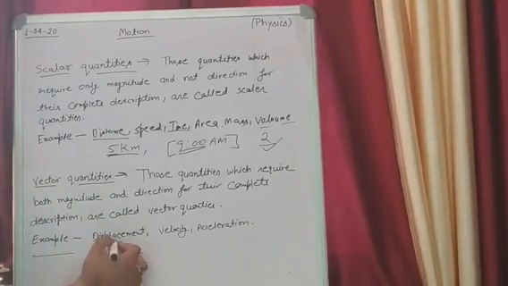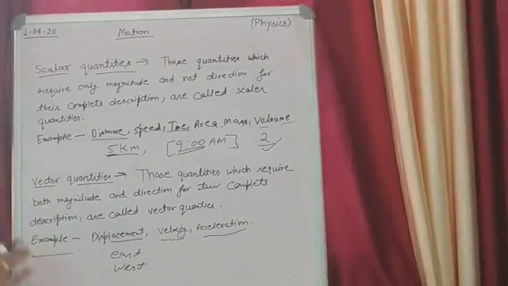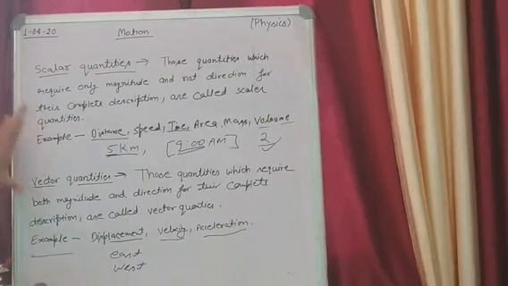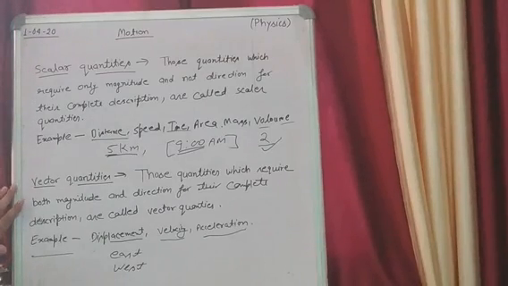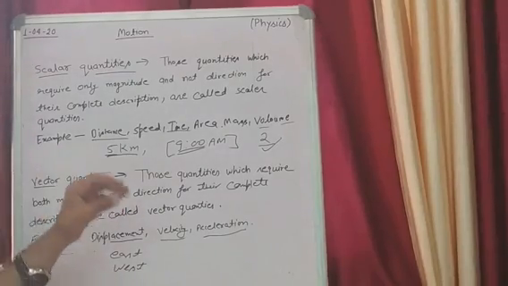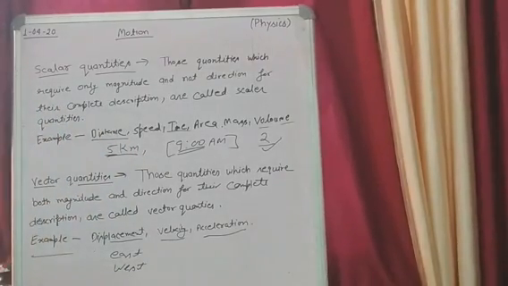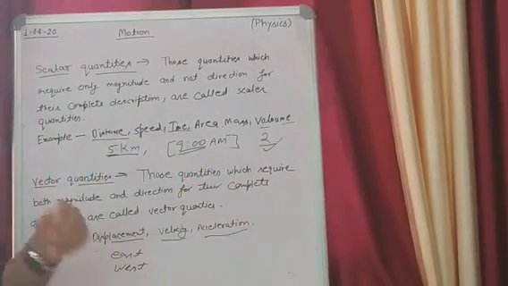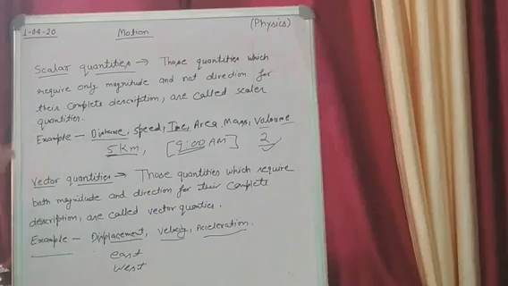We will deeply study displacement, velocity, acceleration in this chapter after this. So, physical quantities are of two types: first, scalar quantities and second, vector quantities. Scalar quantities are those quantities which require only magnitude, not direction, for their complete description. Examples of scalar quantities are distance, speed, time, area, mass and volume. There are a number of quantities which are scalar.